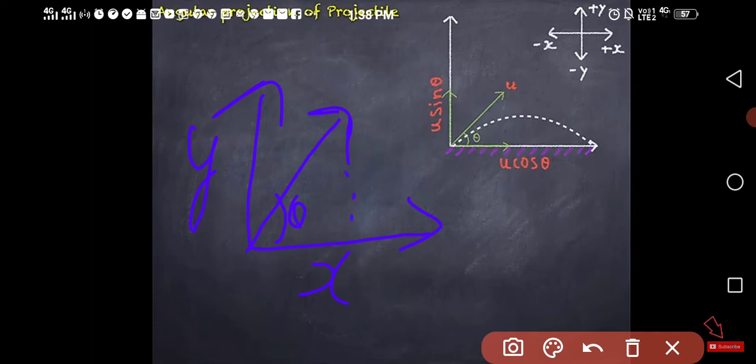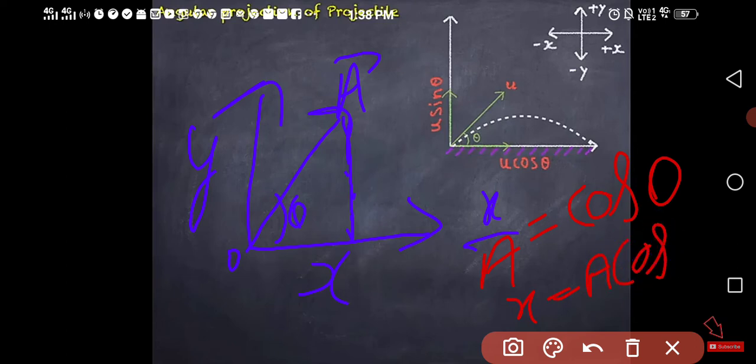Then I can drop a perpendicular from here, and whenever I want to calculate x, how can I calculate it? You know that x is the base upon the vector. Let us suppose the vector is a, so x upon a is equal to what? Base upon hypotenuse is cos theta. So we can write x is equal to a cos theta, meaning the horizontal component is vector cos theta.